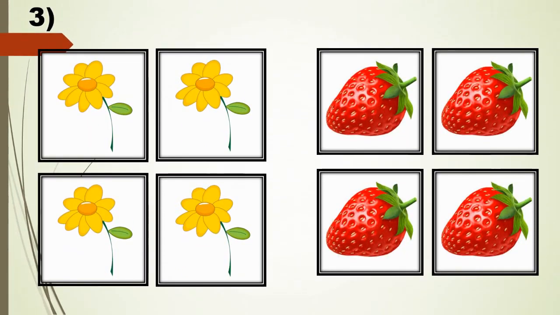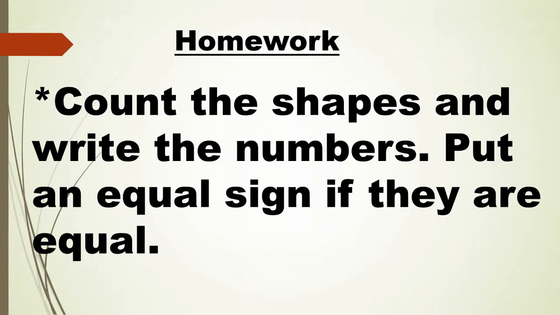Now look at this third question. We can see here picture of flowers and strawberries. There are 4 flowers and 4 strawberries here. We can say that there are equal number of flowers and strawberries. So we can put equal sign here. Now your homework is to count the shapes, write the numbers and put an equal sign if they are equal.